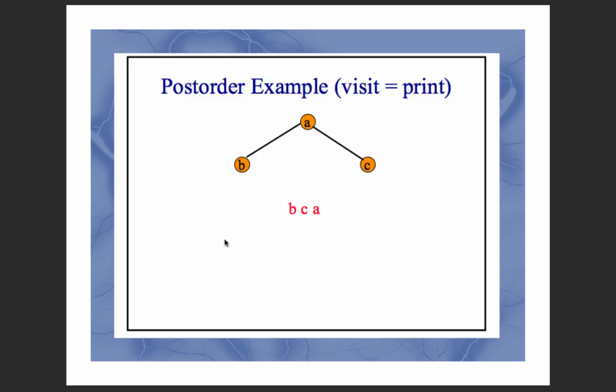Now if you go to this simple small tree, we know that the root should come after left and right child. That's why it should print b first, then c, then a.